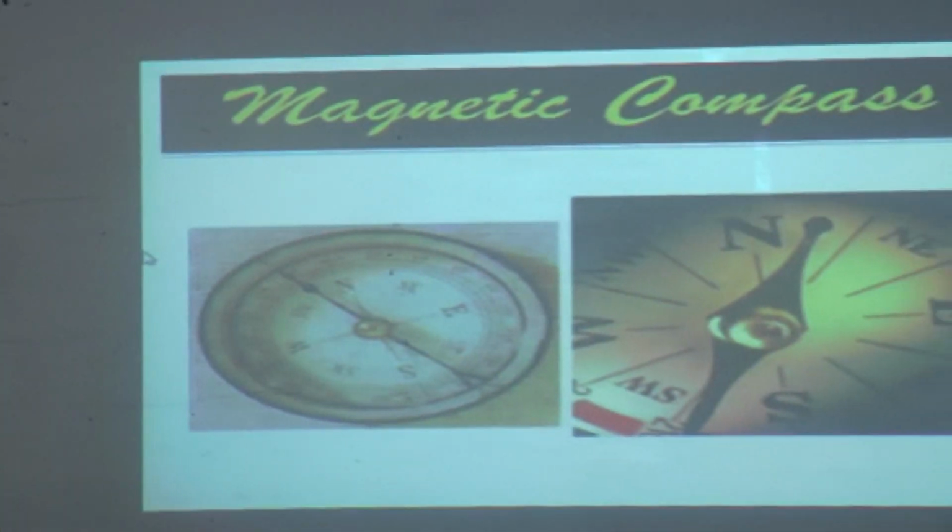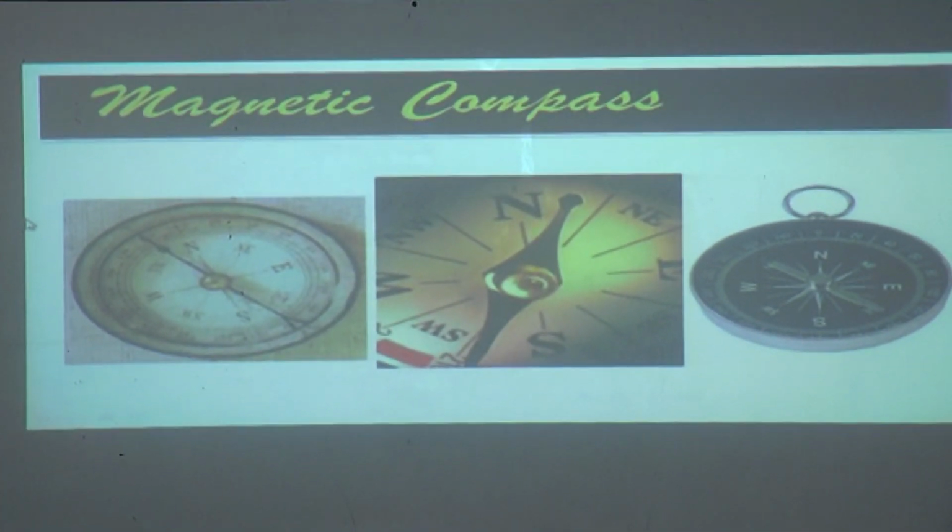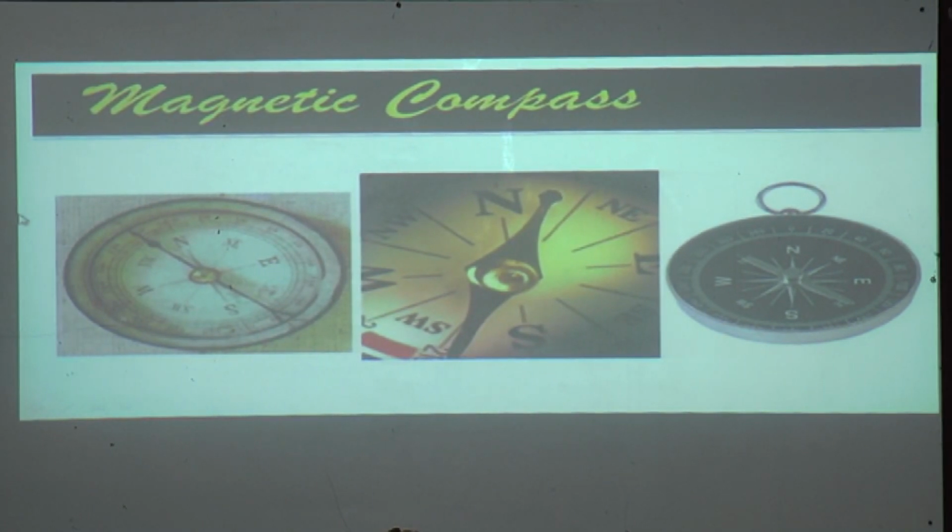Before starting a new concept of this lesson, I am going to show you a picture and then you have to identify it. See this picture and tell me of which thing this picture is. What is shown in this picture? Yes, correct, the name is there only, so it is not difficult to answer my question. So this is nothing but a magnetic compass.